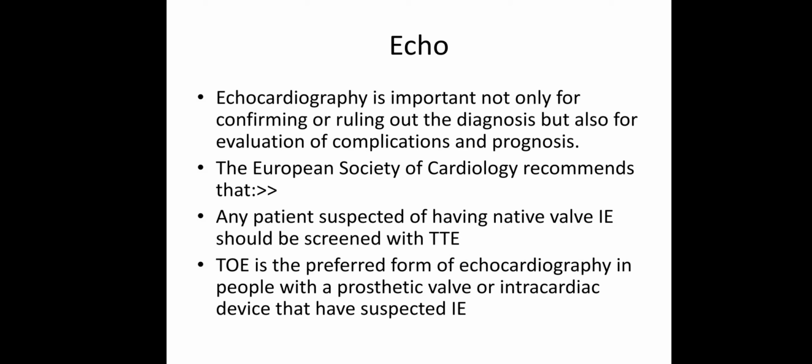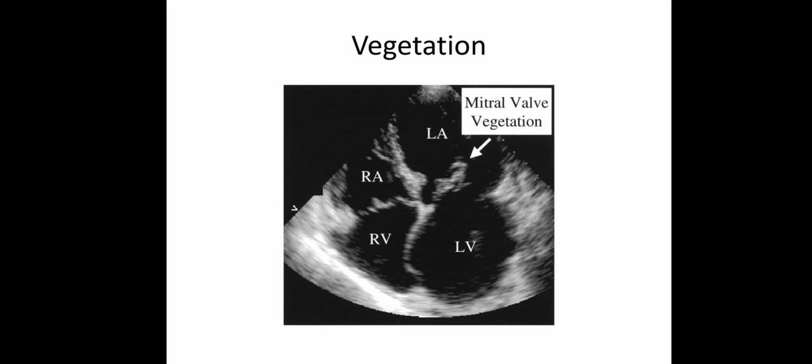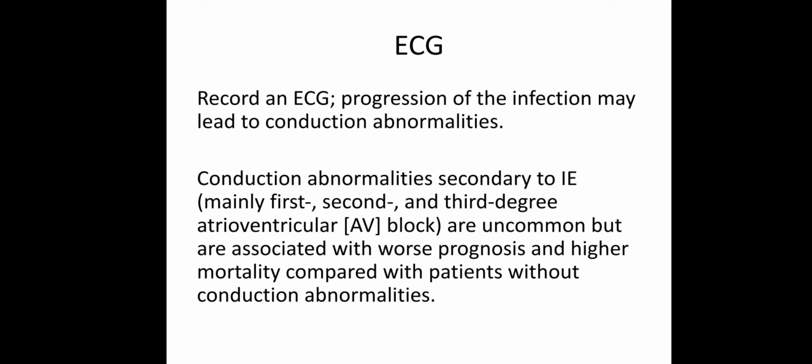TTE is transthoracic, and TOE is transesophageal echo. Okay. Here you can see a vegetation in the mitral valve clearly. Okay. So blood cultures, echo, and then the ECG.